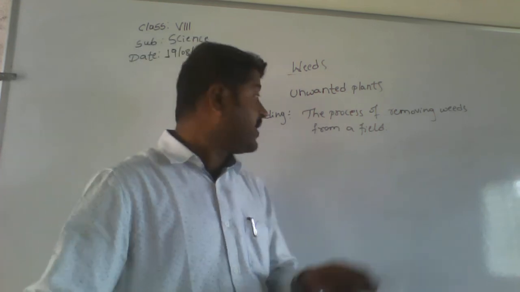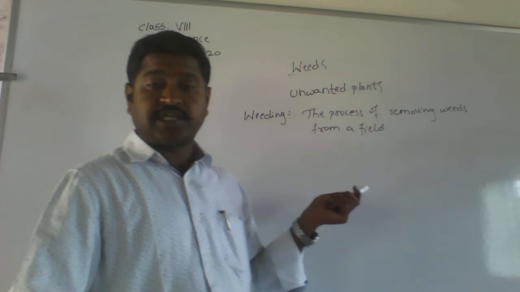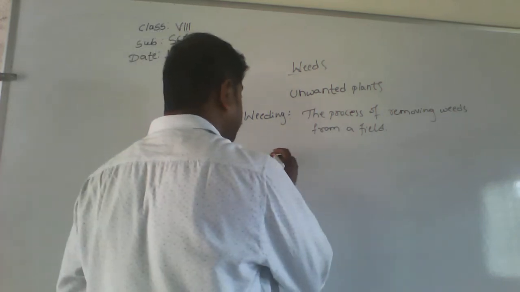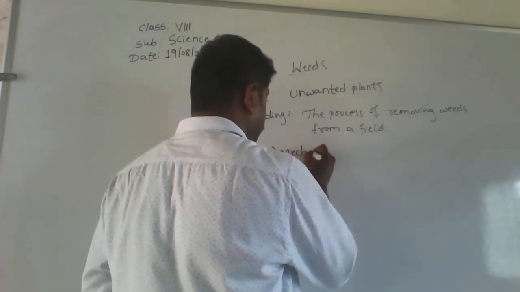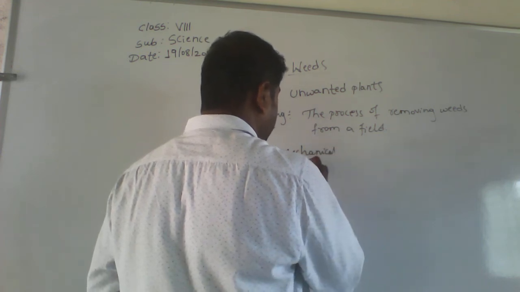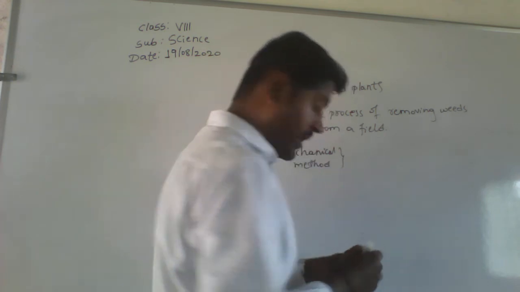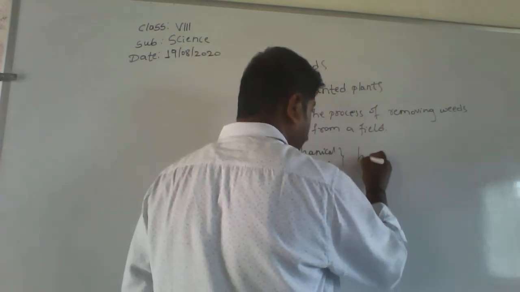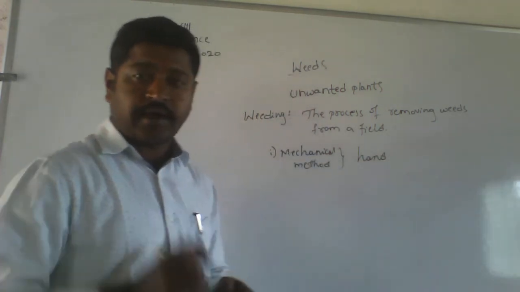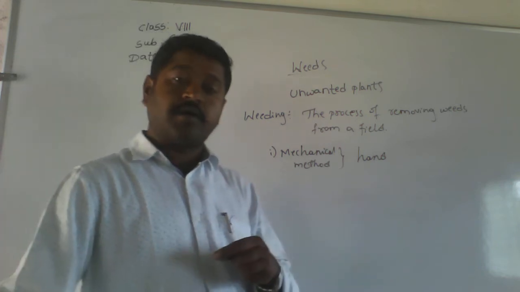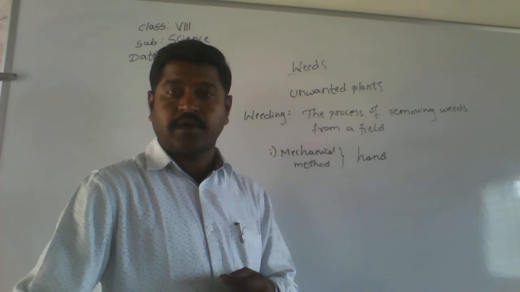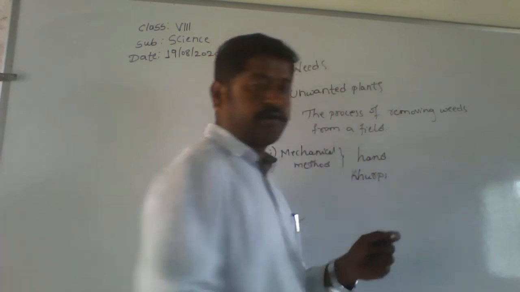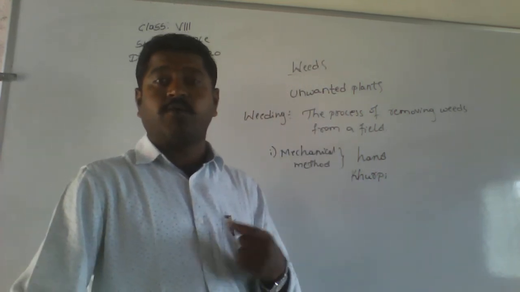Then how can this weeding be done? It is done by three methods. One is the mechanical method. In the mechanical method, weeds are removed by hand, or an instrument is used, like a khurpi. I know all of you might know the word khurpi, which is used for removing weeds.